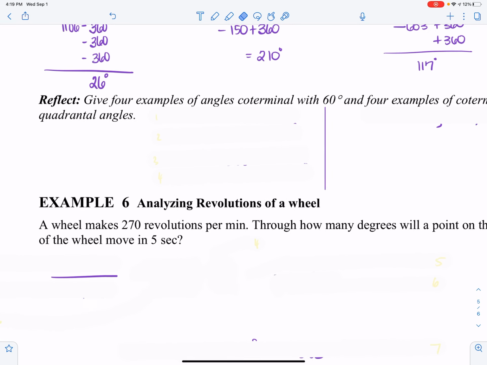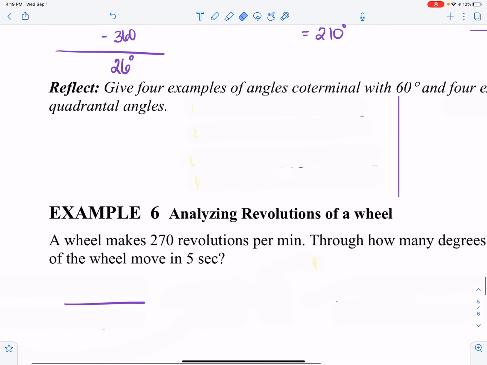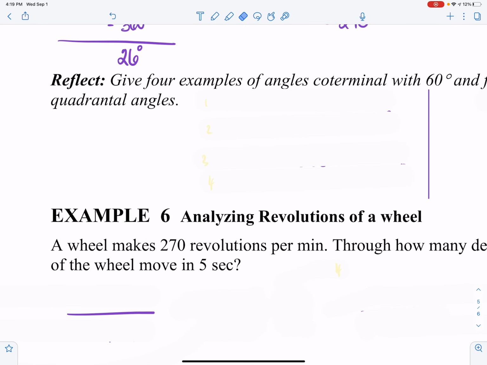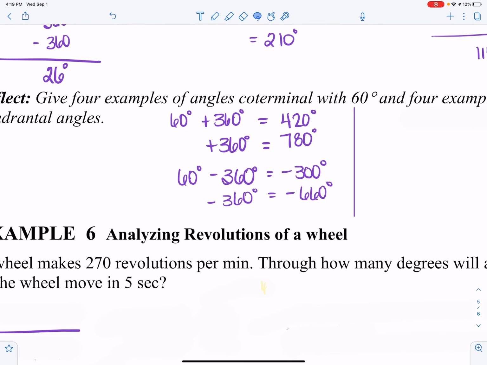Just a reflection here, it asked me to do 2 different things. The first is to give 4 examples of angles that are coterminal with 60 degrees. It doesn't say they have to be positive or negative, so I just happened to do 2 positives and 2 negatives, but you could have done 4 positives if you wanted to. I took my 60 degrees and added a whole circle to get 420, added another whole circle to get 780. Then I went back to the 60 and subtracted a whole circle and got negative 300, and subtracted another whole circle to get negative 660. So all 4 of these angles are coterminal with 60 degrees.